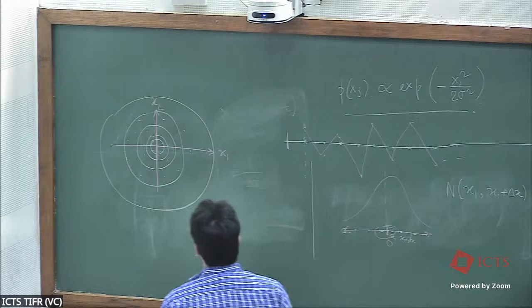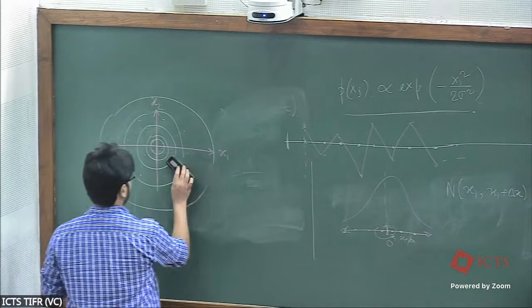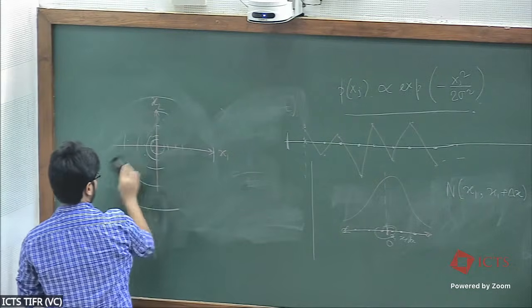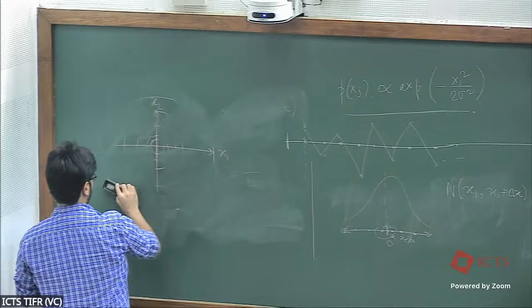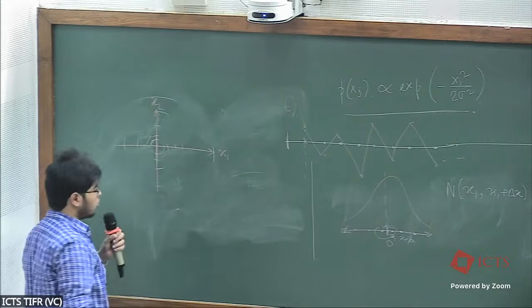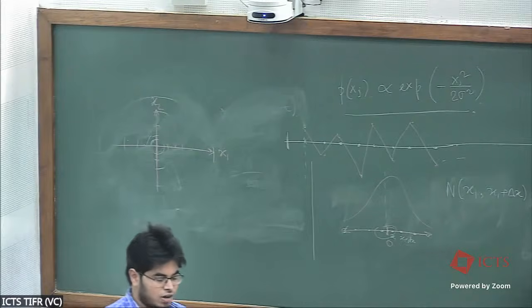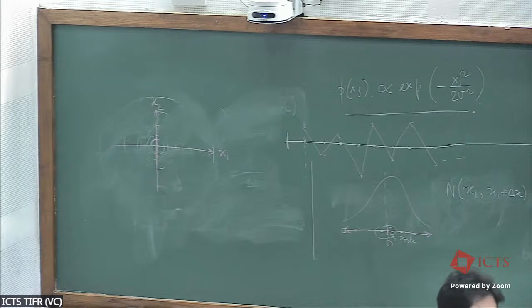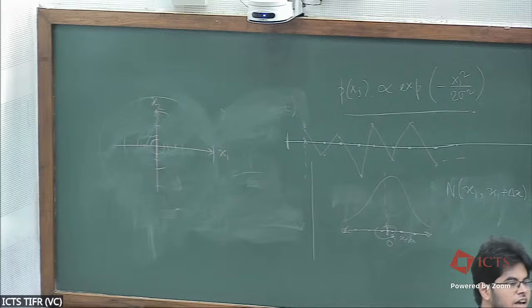Now, suppose sigma 1, 2 is positive. Sigma 1, 2 being positive means if I sample x1 and it turns out to be positive, it is very likely that x2 will also be positive. If the x1 that I sample is negative, it is very likely that x2 will also be negative. This is what a positive correlation would mean.